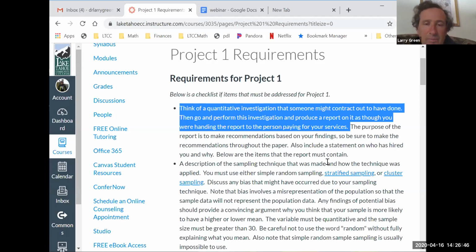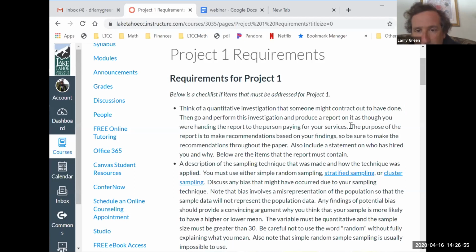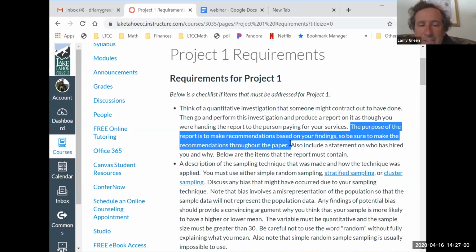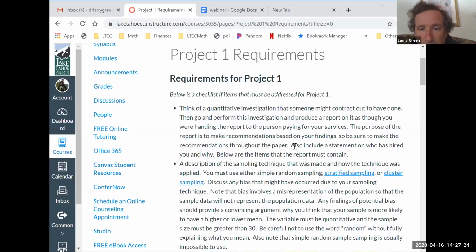Any questions on that? You need to identify in your project who the client is and address the whole report to them. Next, the purpose of the report is to make recommendations based on your findings. It's not to define statistics, it's to make recommendations. And findings mean the statistics. So based on this statistic, here's something you as a client might want to do to improve your business, or improve the college, or improve the government, or whoever your client might be. Any questions so far?